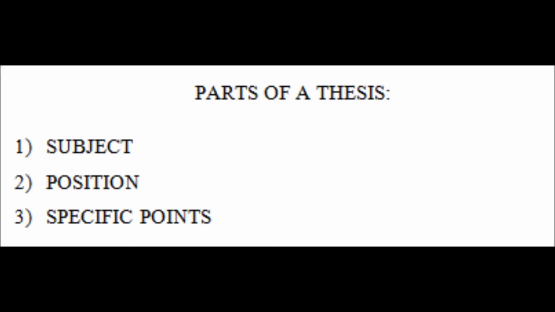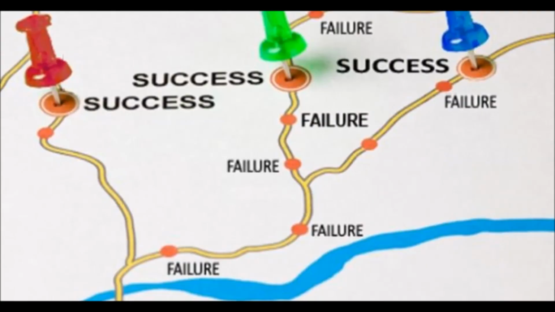So there you go. Find your three pieces: subject, position, specific points, then assemble them into a sentence that clarifies the goal of your paper. Congratulations, you now have a roadmap for where your paper is headed.